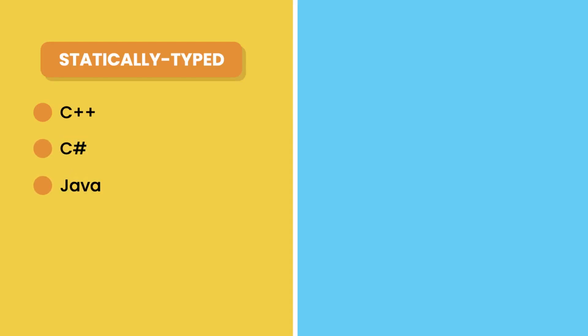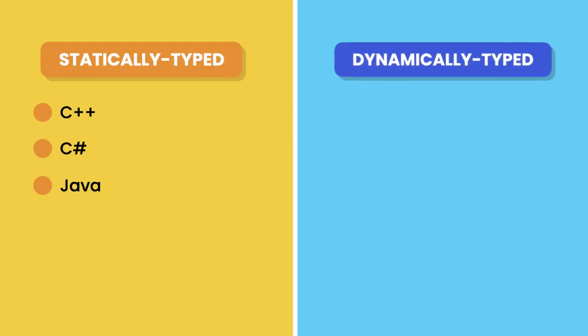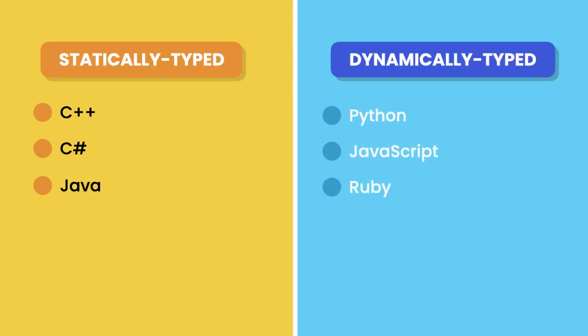In contrast to statically typed languages, we have dynamically typed languages like Python, JavaScript, and Ruby. In these languages, we don't have to give our variables a particular type. The type will be determined based on the value that we assign to these variables. And that type can change throughout the lifetime of our program. Okay? So that is the difference between statically and dynamically typed languages.